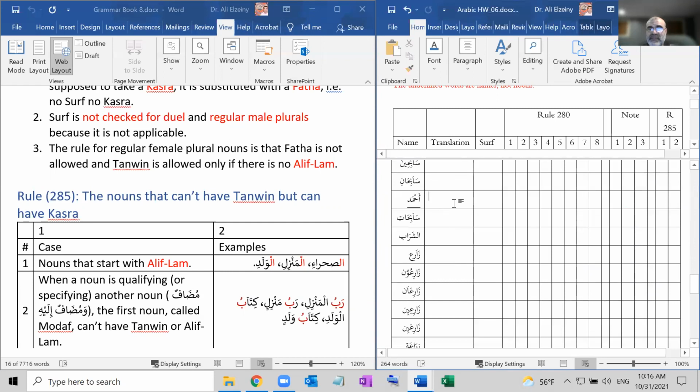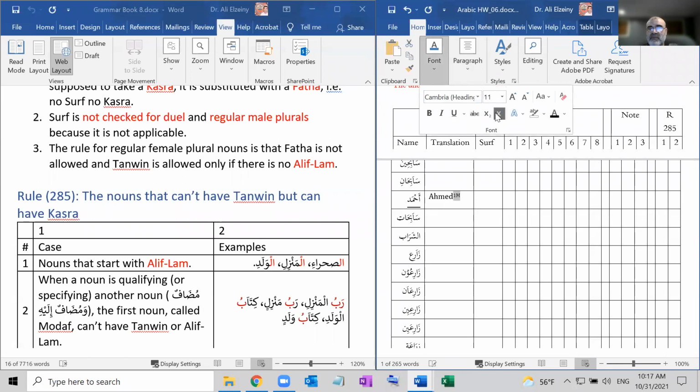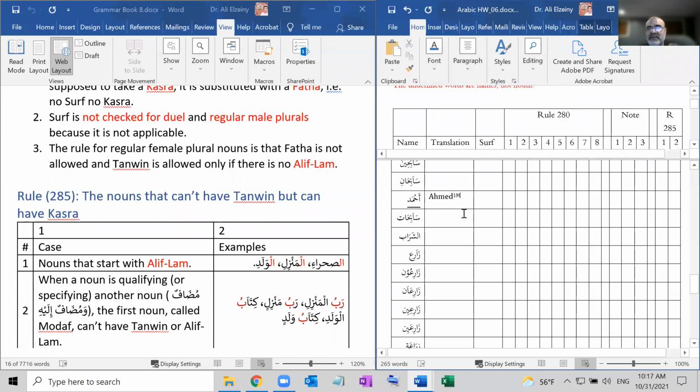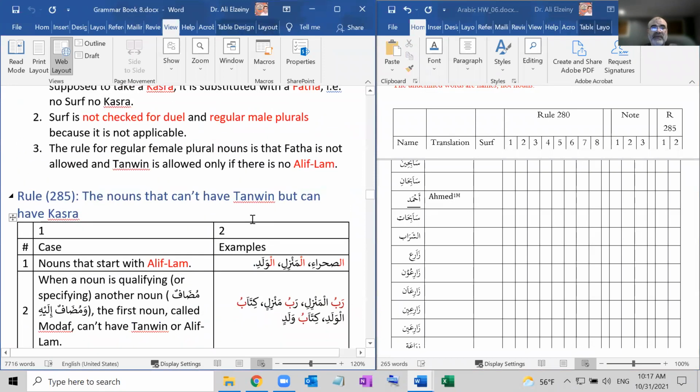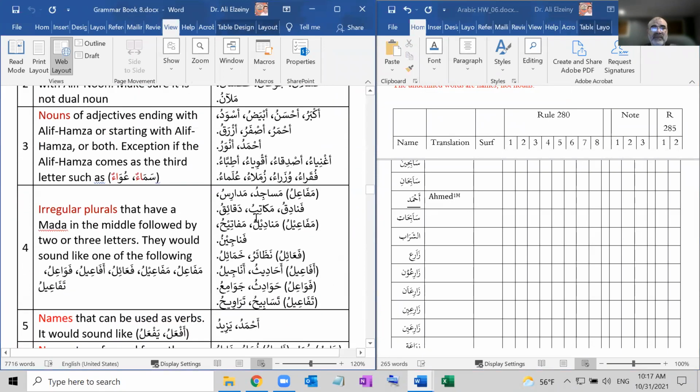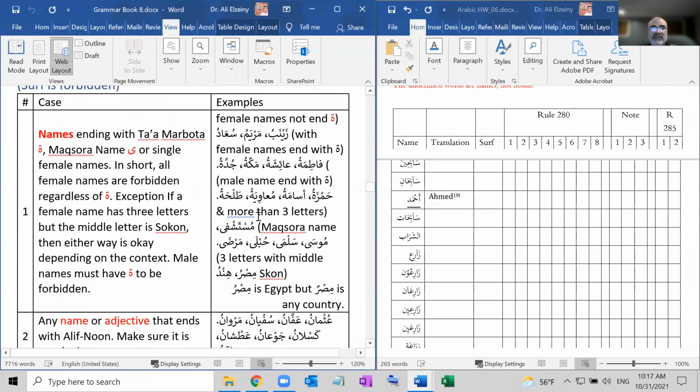Okay. Let's jump to Ahmed, which is a name. So Ahmed is a name, and the translation is Ahmed, and it's one male. Ahmed is the second name of Prophet Muhammad. His name in the Bible is Ahmed. Okay. It's a name. So we need to go there, table 280, and check.